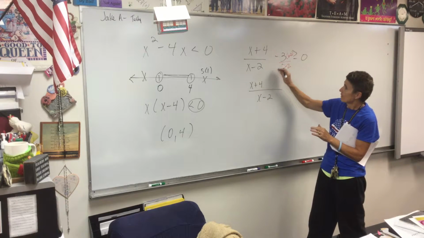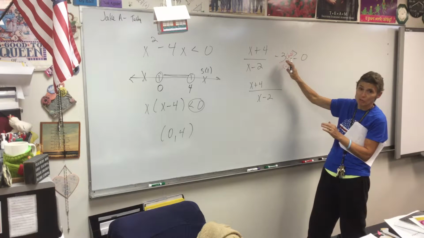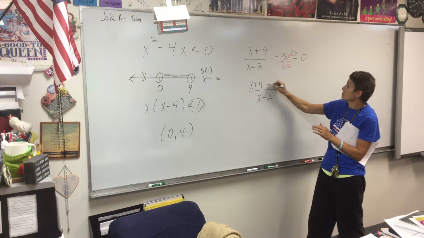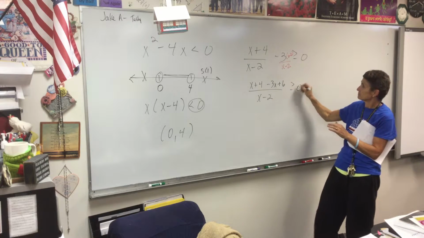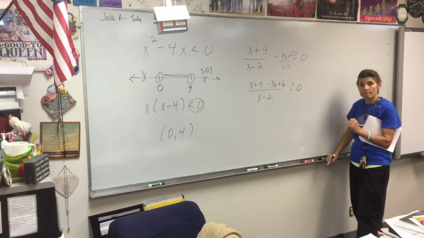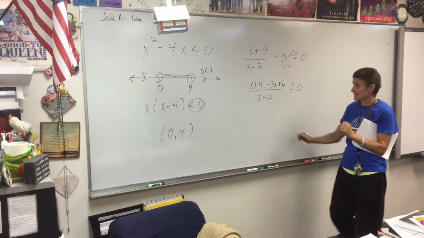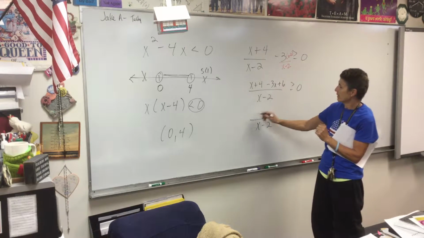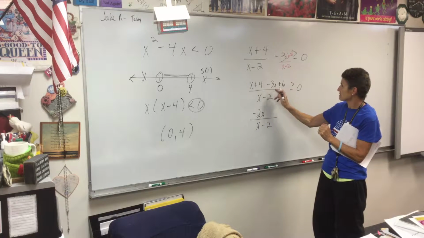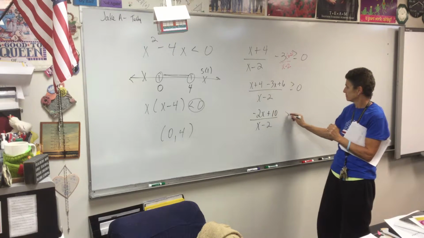All right, now watch it here. You're going to do your distributive property. So it's minus 3x plus 6. So now we can collect like terms. So we have an x minus 2 on the bottom. And up here I have a negative 2x plus 10.